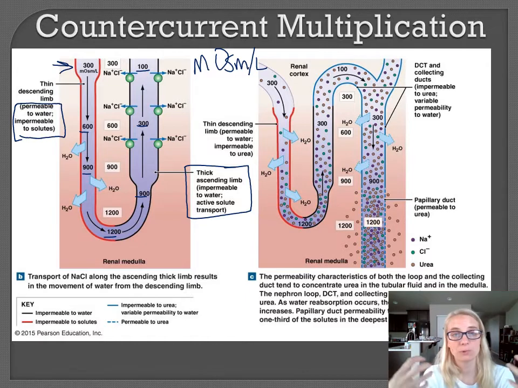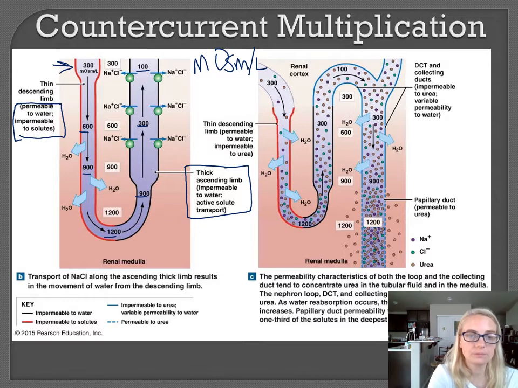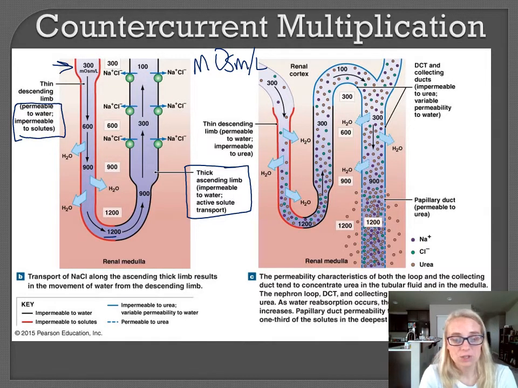So which means we've reabsorbed, we've reclaimed some of those solutes, which is part of the job of the nephron loop. Okay, so that's inside of the tube. Now, if we take a look at what's going on outside the tube, we see some very similar numbers.